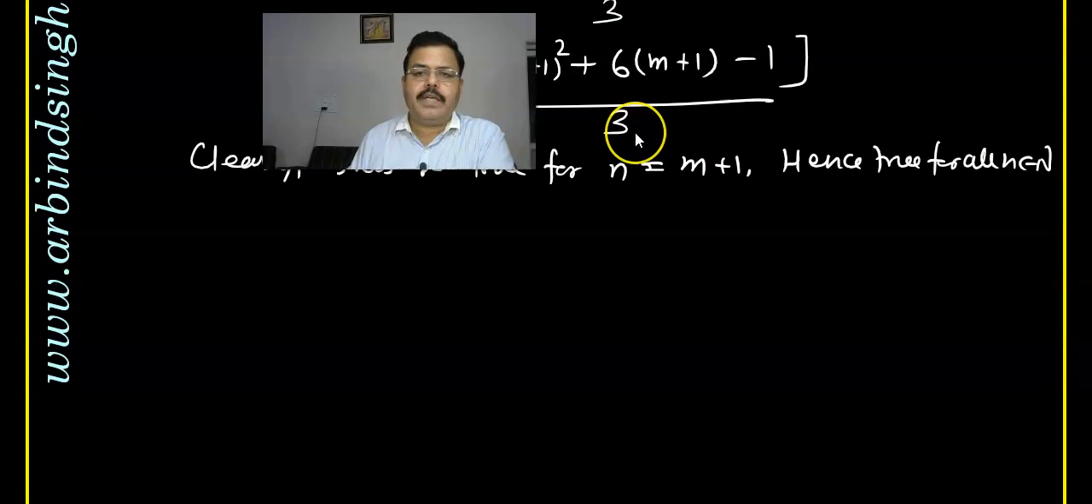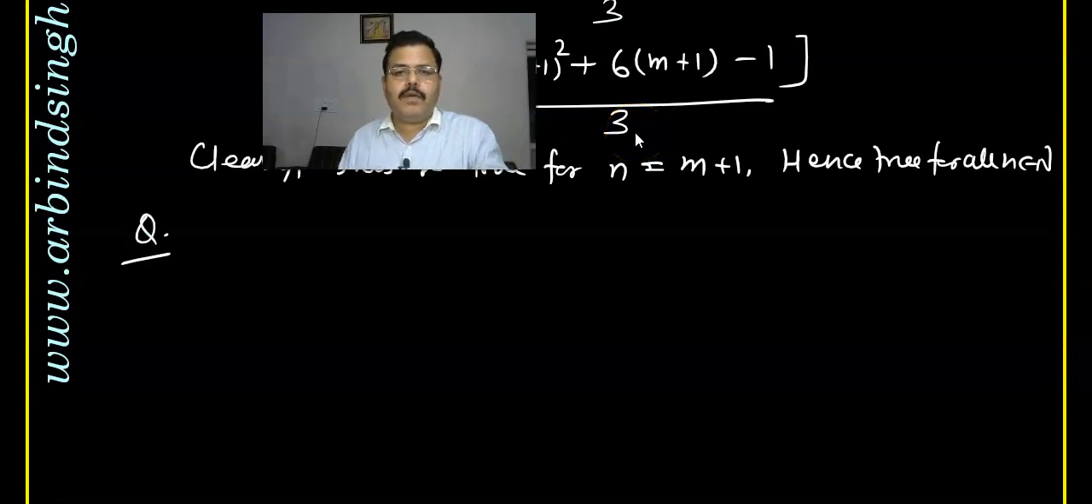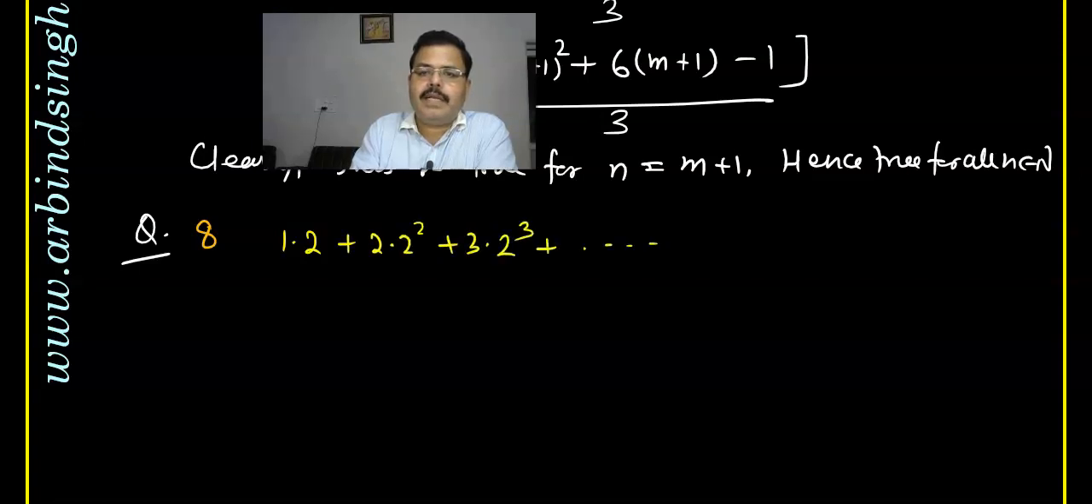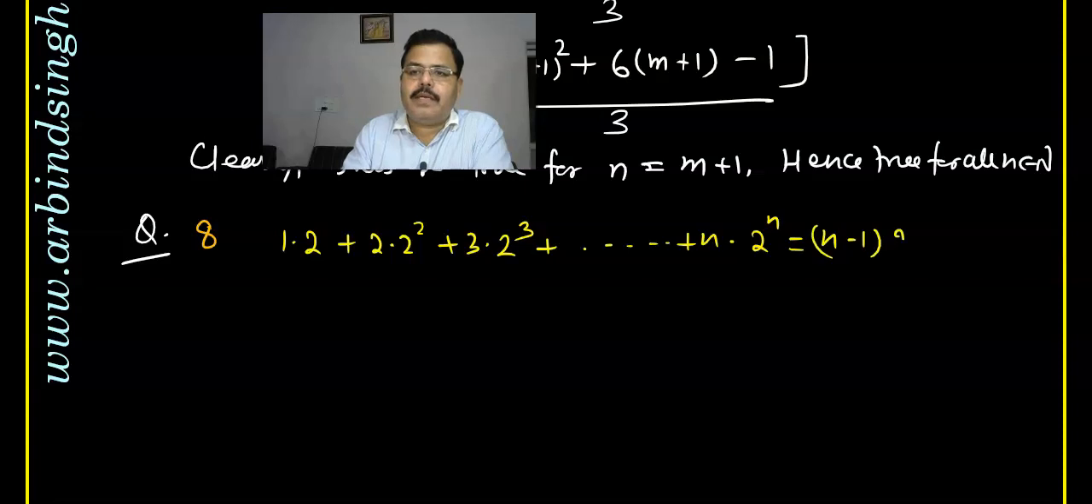Now the next question is question number 8, and what is that question? It is right here: 1 into 2 plus 2 into 2 square plus 3 into 2 cube, similarly n into 2 to the power n is equal to n minus 1 into 2 to the power n plus 1, plus 2, that we have to prove, right?